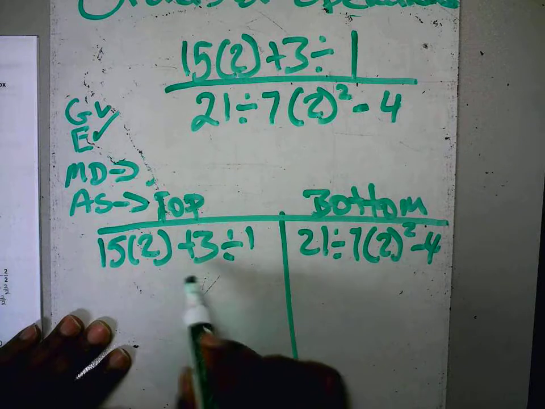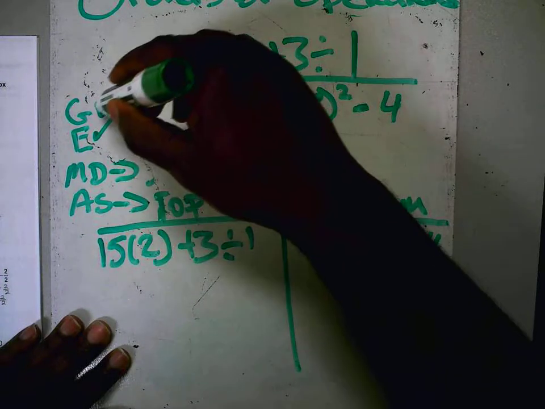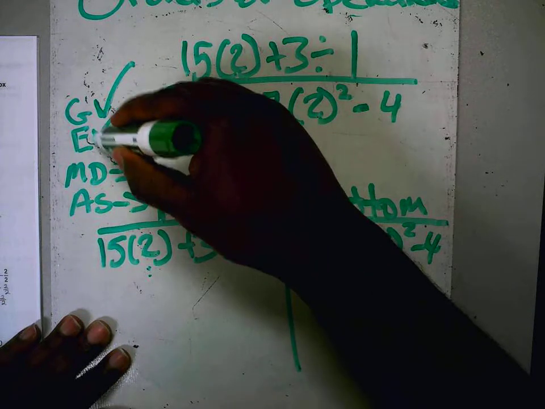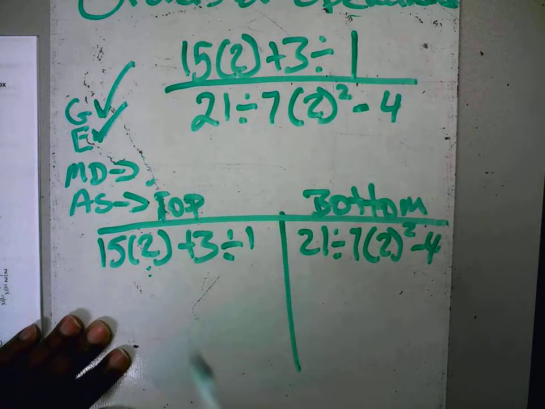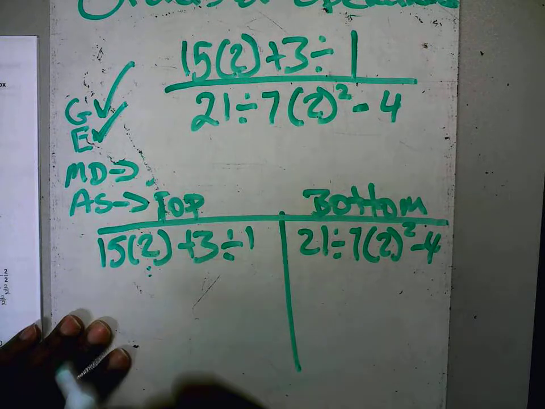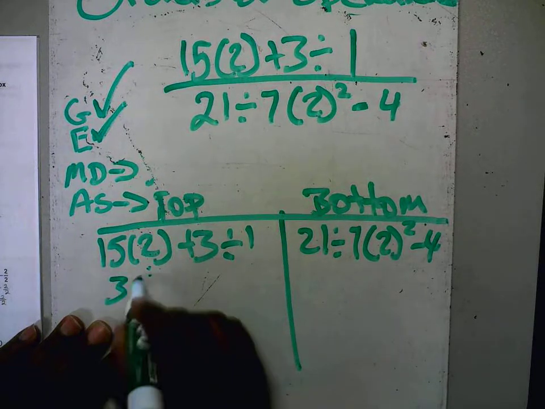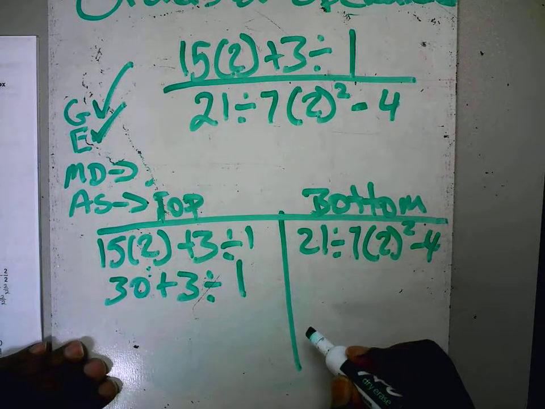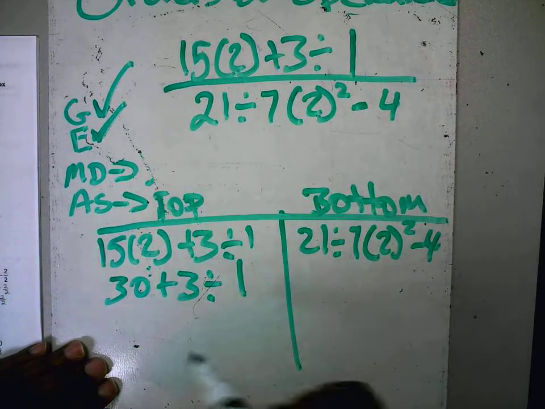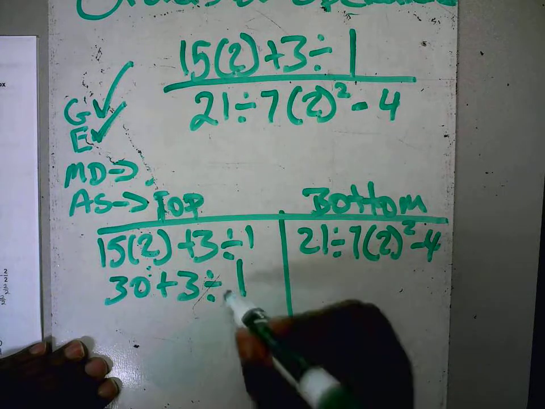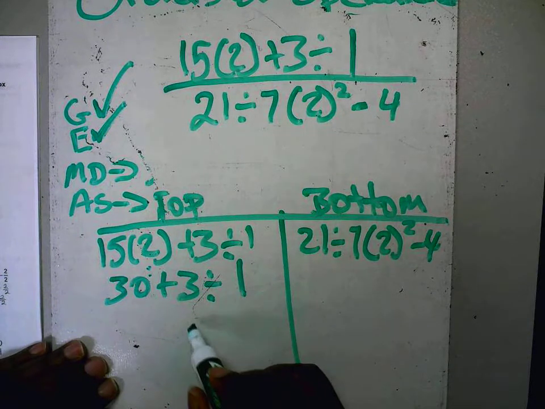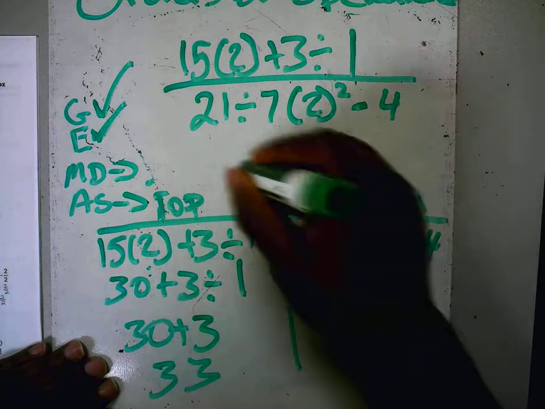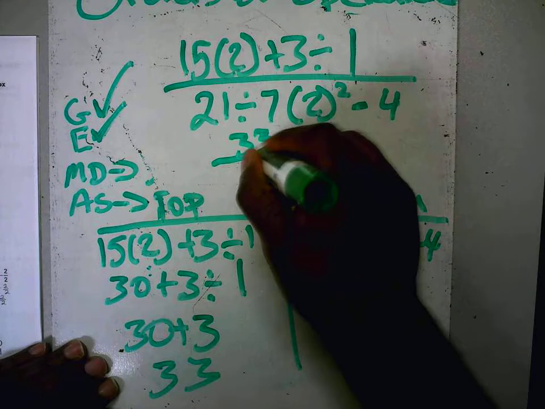15 times 2 plus 3 divided by 1. No groupings to simplify. Yes, there's a grouping, but there's nothing to simplify. No exponents. I do see multiplication and division. Multiplication comes first, so it's going to be 30 plus 3 divided by 1. Next is going to be addition and division. I see division, so it's going to be 3 divided by 1, which is 3 plus 30. 30 plus 3 is 33. So now I come here and I write that 33.